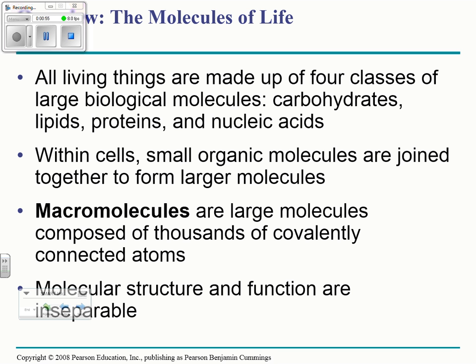So there's the 4. Within cells, small organic molecules are joined together to form larger molecules. And we have thousands of covalently connected atoms in these molecules. And again, structure and function are inseparable. Why?